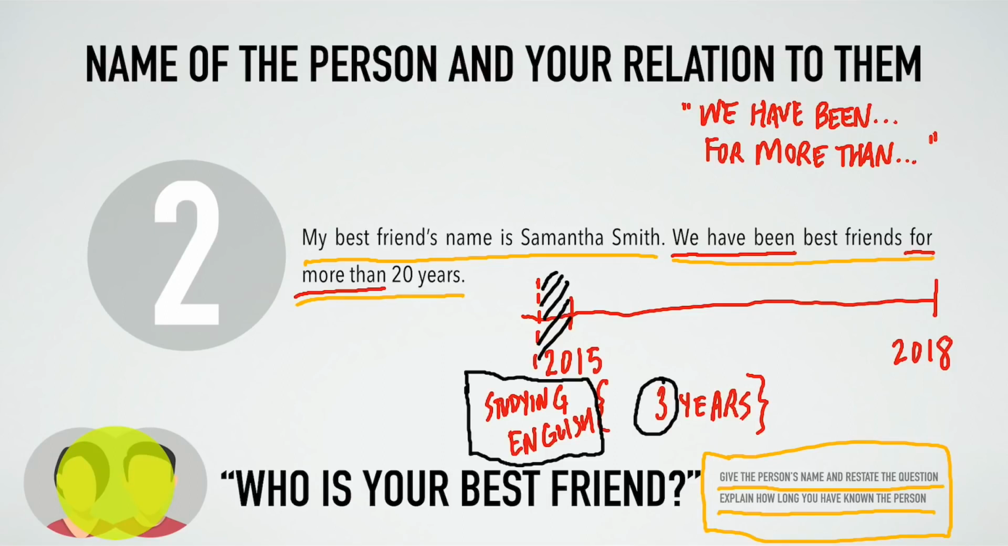Again, remember, you can change this. I have been studying English for more than 3 years. Now, if you use he or she, remember you have to change this to has. Okay, that's a simple grammar rule. She has been, he has been. Okay, now that's the structure to remember for this part of the formula. Okay, let's keep going.